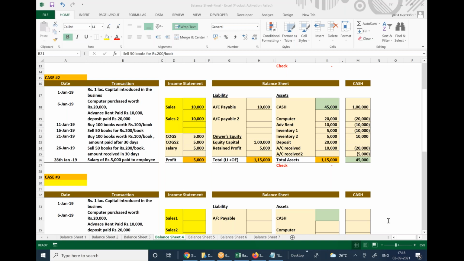Whereas the second time when I sold, which was on 26th Jan, see what it is telling. I sold 50 books for rupees 200 per book. Amount received will be received after 30 days. So that customer did not pay me. He only took my books. He said he'll pay me after 30 days. So I did not add anything to the bank because he didn't pay me. What I did, I have put it under accounts receivable.